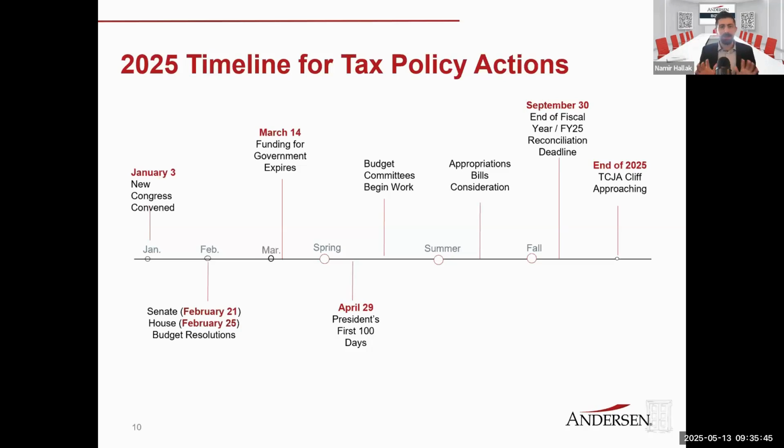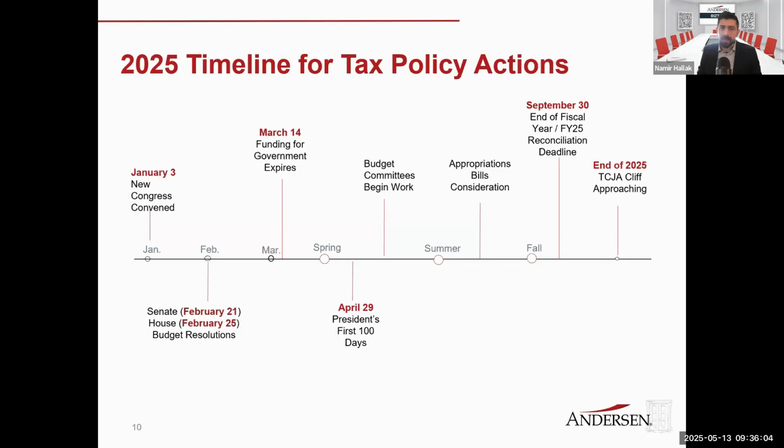Well, again, we said if they do nothing, if nothing happens, then a long list of those provisions we talked about from 2017, essentially, they would simply just expire at the end of the year. So things like the pass-through deduction, bonus depreciation phasing out all the way to zero at 2027, and even some of the individual tax breaks.